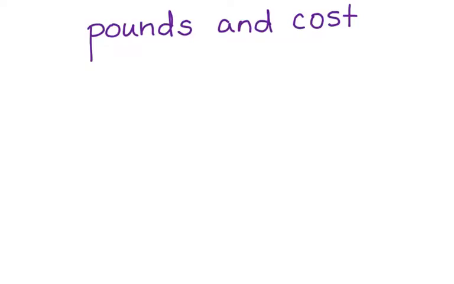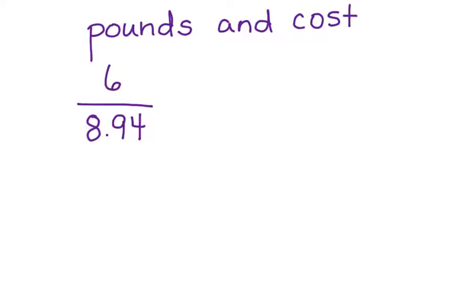This problem is an example that uses direct variation because there is a proportional relationship between the pounds of apples and the cost. We can set up a proportion and solve this problem.